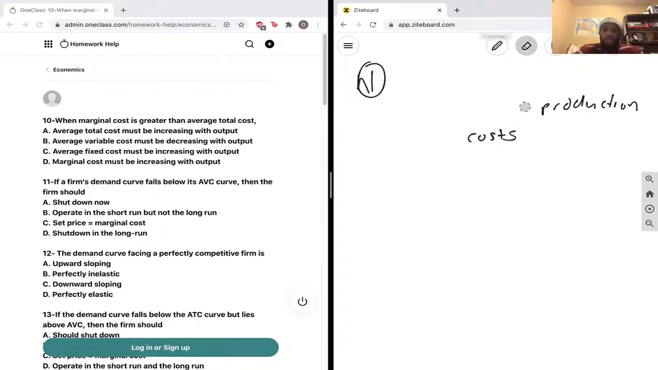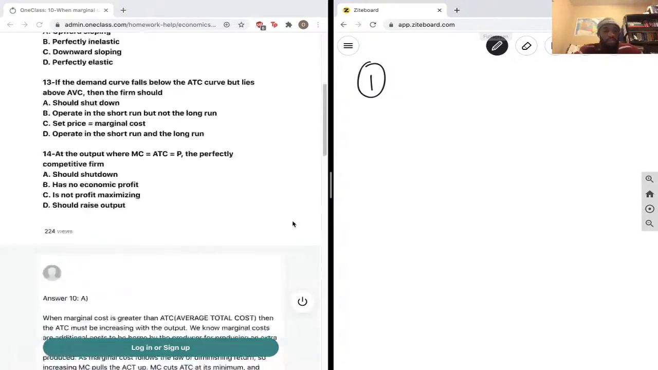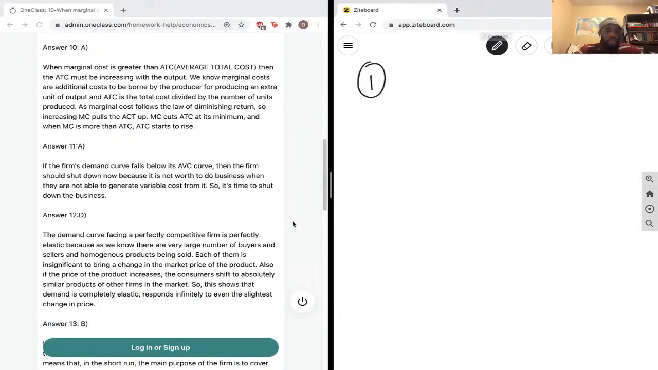So now that we're back. Question 12: the demand curve facing a perfectly competitive firm is A, upward sloping; B, perfectly inelastic; C, downward sloping; D, perfectly elastic. And I agree, it is D, perfectly elastic. We're just going to draw what this curve looks like for you. This would be the demand curve. This would be price. This would be Q.